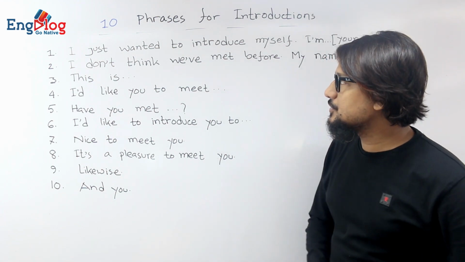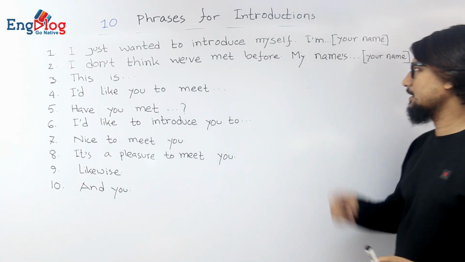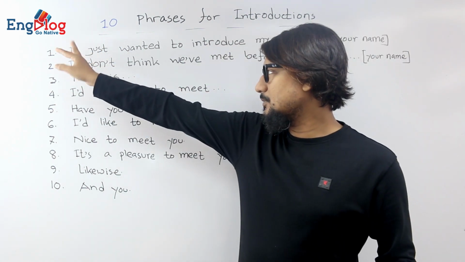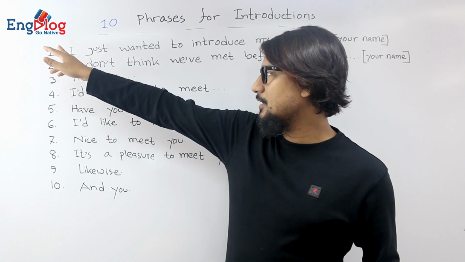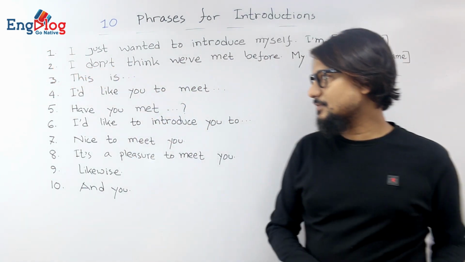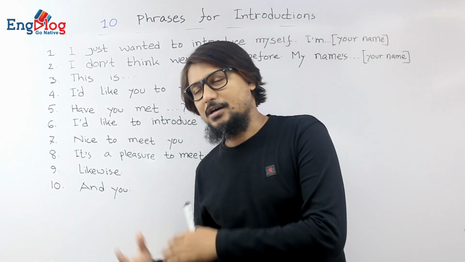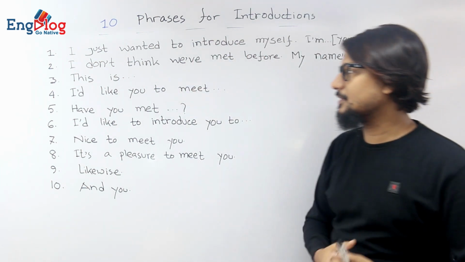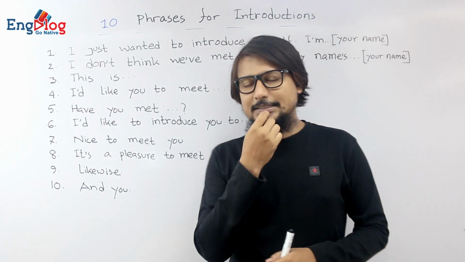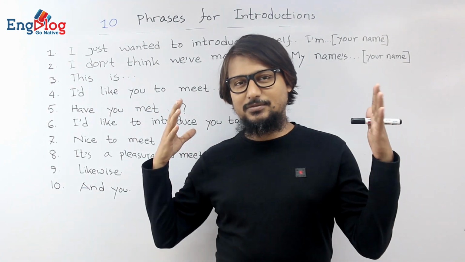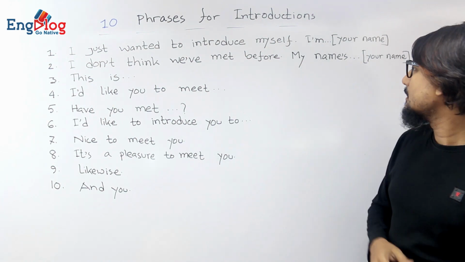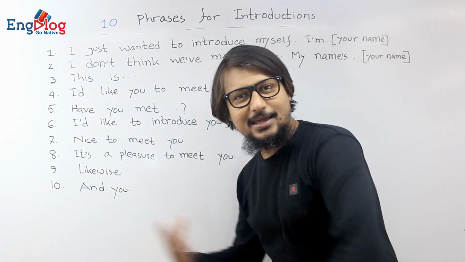Number two, I don't think we've met before. My name is, then your name. Among these, I would choose this one because it's really kind of interesting and, of course, a little bit of an uncommon way to introduce. So I don't think we've met before. You're saying it's the very first time we are meeting each other, right? So then you can say your name. My name is Jack, Mac, Kathy.